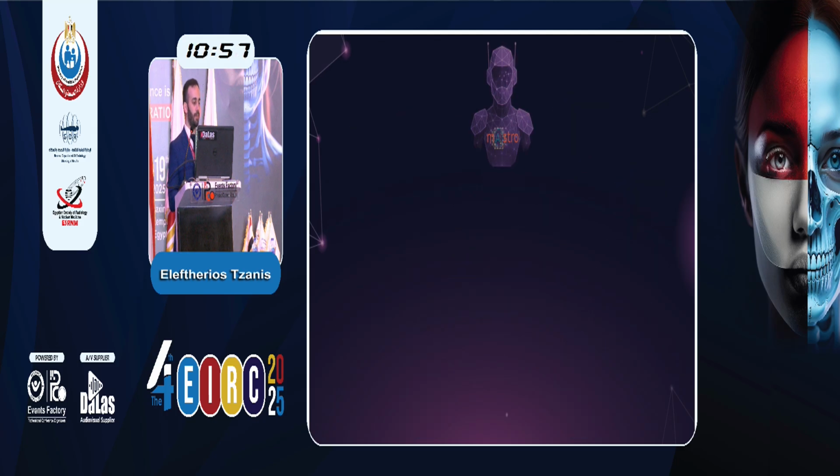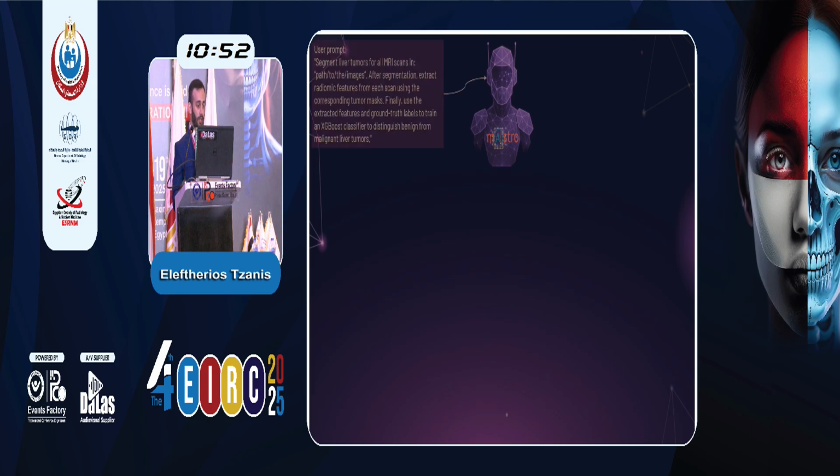But I think it's better to understand Maestro through examples. In this complex task, the user asks Maestro to segment liver tumors for all MRI scans available in a predefined directory. After that, Maestro has to use these liver tumor masks along with the MRI scans to extract radiomic features and use these radiomic features as predictors to train an XGBoost classifier capable of distinguishing benign from malignant liver tumors.